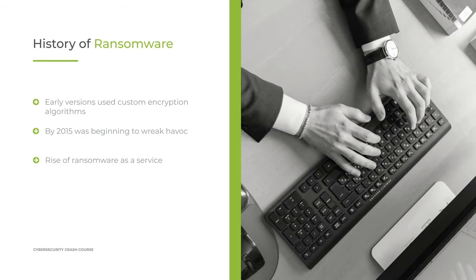As the criminals got better, they began using off-the-shelf encryption algorithms, things like AES-256, DES, and much, much more complicated encryption algorithms. Because of this, it got much, much harder to regain access to your files if they were encrypted. And by 2015, it was obvious that ransomware was beginning to wreak havoc across cyberspace. Shortly thereafter, and around that time, we began seeing a rise of ransomware as a service.